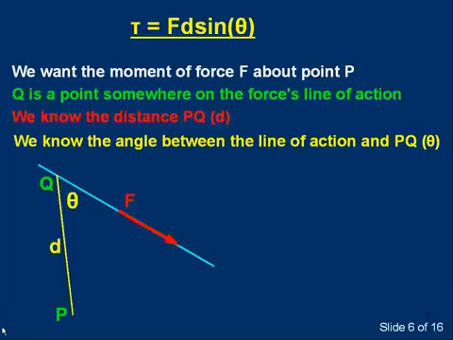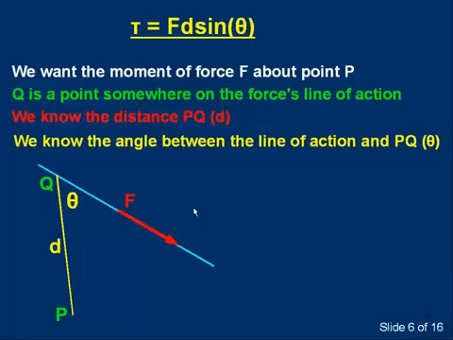So we know three things: the force magnitude, this distance from the point where we're taking moments about to some point on the line of action, and the angle between that line PQ and the line of action. How do we work out FD sine theta? Well, if you want to pause, you could try deriving it for yourself. So pause and have a go.